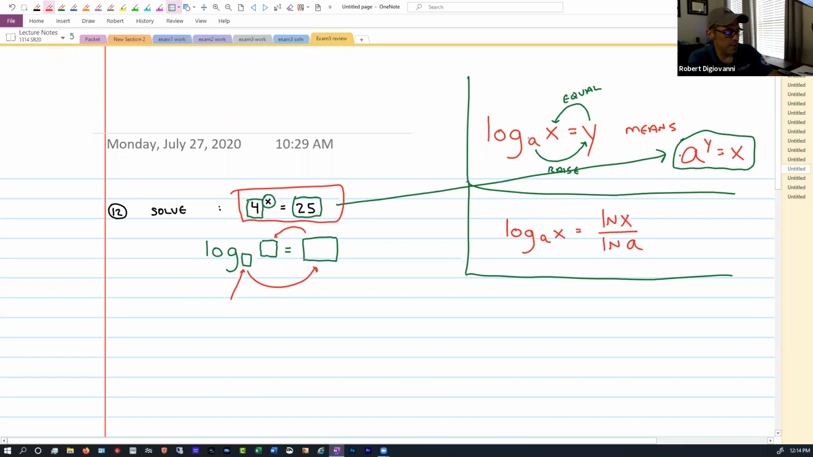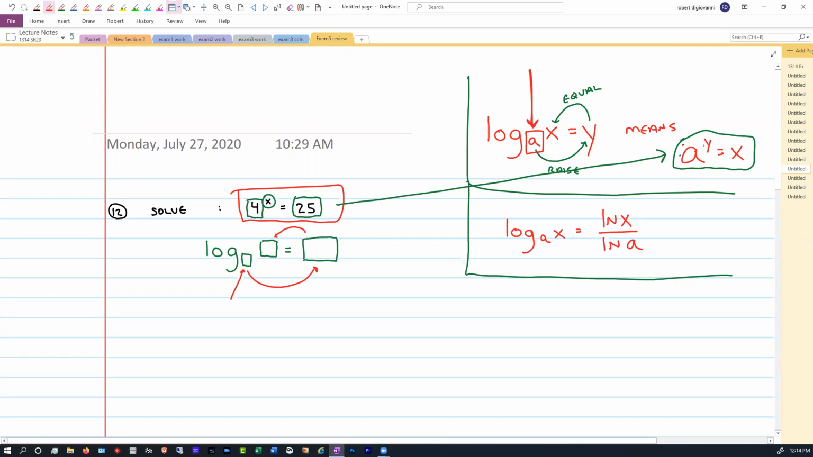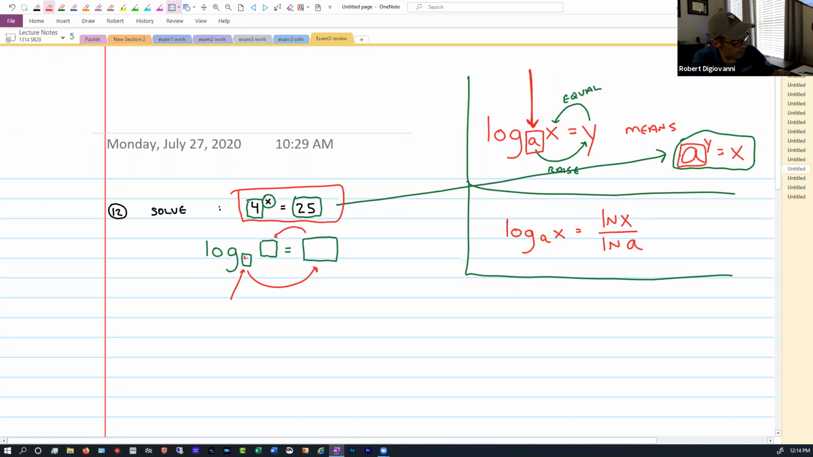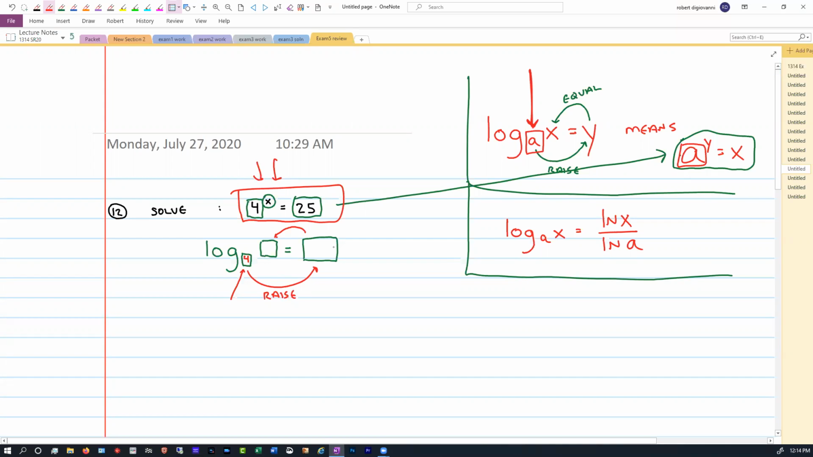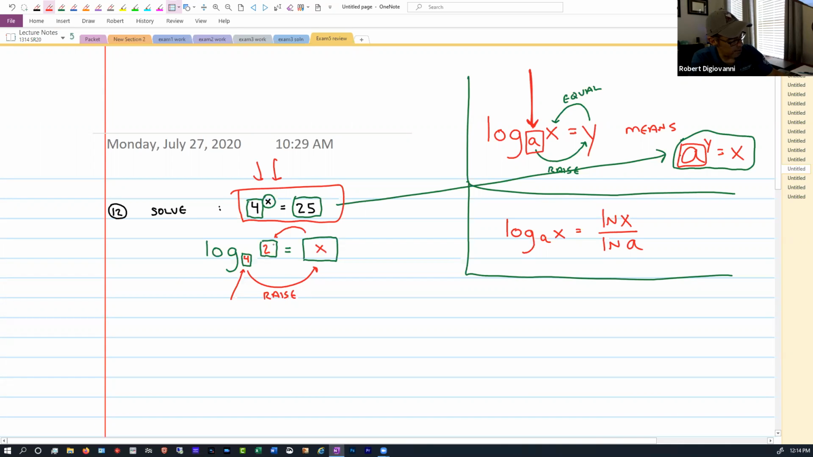Okay, so what's in the box? Look at the formula here. What's in the box here? A. So it'd be A, 4, right? A is the thing that's being raised. So this will be 4. Okay, 4 is being raised to what power? Look at that equation up here. X, so X goes here, and then that means that this must be the 25. So this is all about converting this equation into this new equation. Let me just write it underneath. Here's where we are. We have log base 4 of 25 equals X.